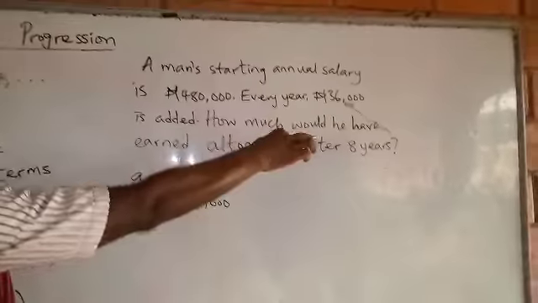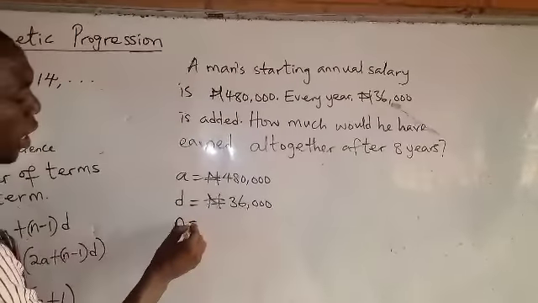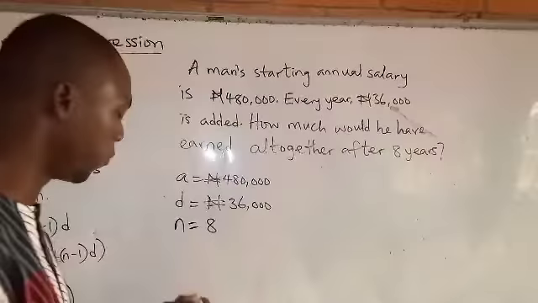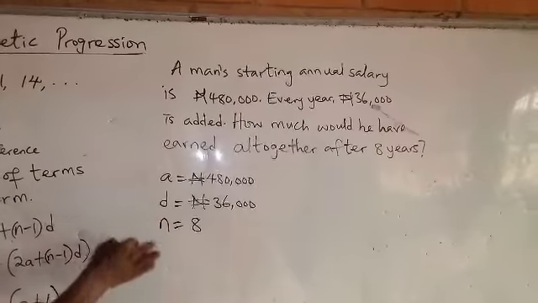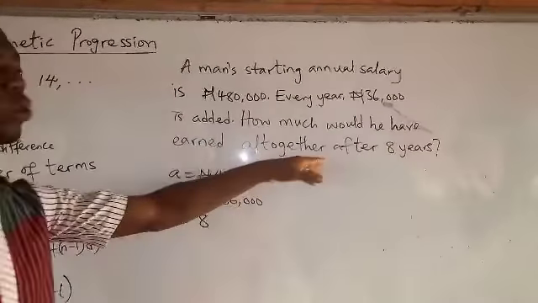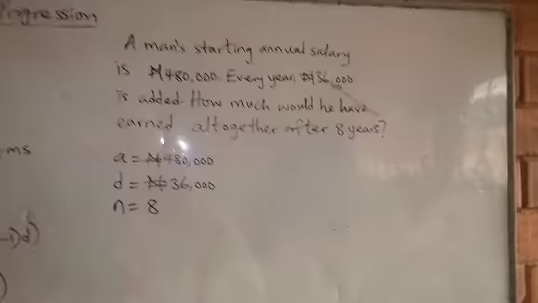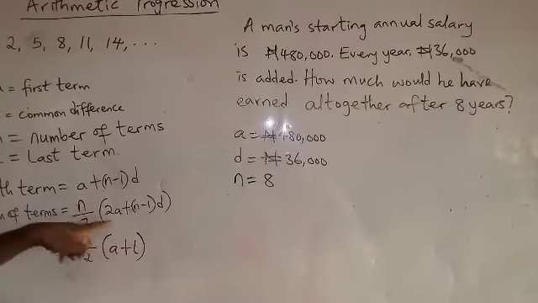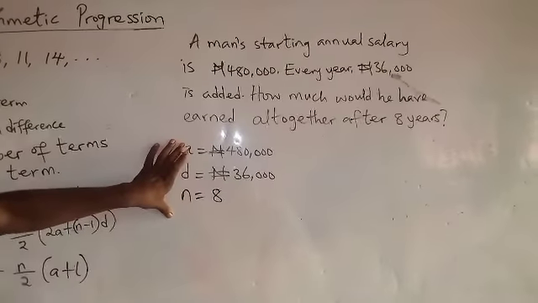Now, how much will he have earned altogether after 8 years? That means our N is 8, because we are talking about 8 years. So now, if you look at the variables that we have, A, D, N, this all together means we have to sum everything. So from these two formulas of sum, we have the N, the A, and the D, all available in the question. That means we are going to take this formula.